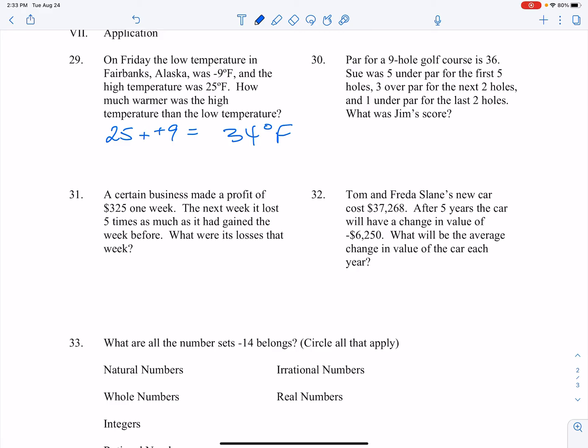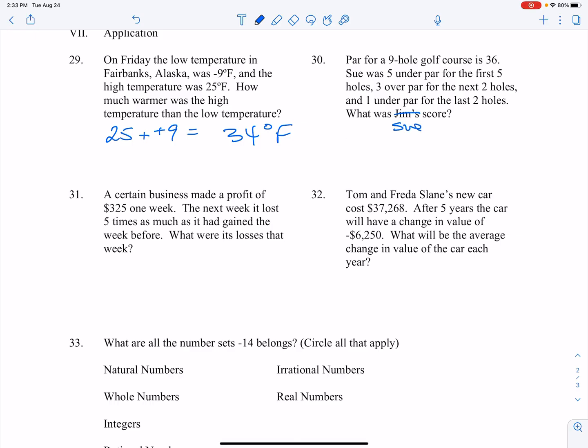Number 30, par for a 9-hole golf course is 36. Sue was 5 under par for the first 5 holes, 3 over par for the next 2 holes, 1 under par for the last 2 holes. What was Sue's score? I didn't change it. This should be a Sue right here. Okay, so what is par?